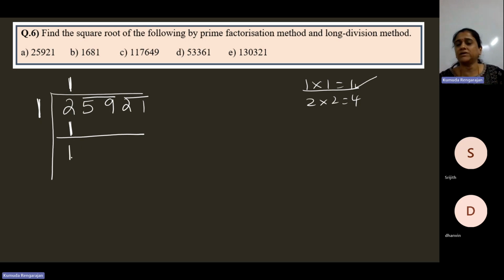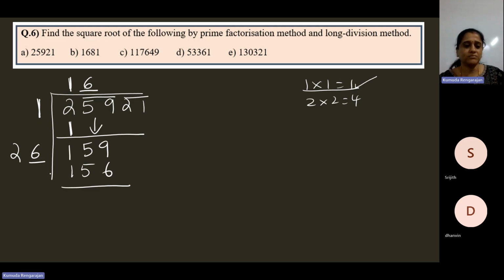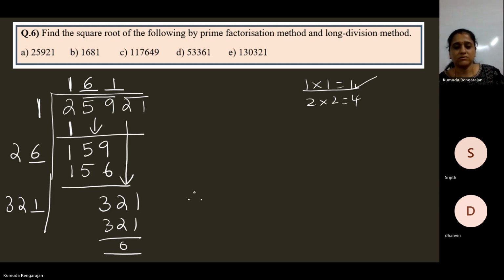So 1 ones are 1, 1 is a remainder. Then 5, 9, the next pair comes down. Then double the quotient. 1 into 2, 2. Whatever you place here, you should place the same digit here. 26 into 6, 156. What's the remainder? 3. Bring the next pair down. Double the quotient. 16 into 2, 32. Whatever you place here, you must place the same thing here. So you should place 1 here and 1 here also. 321 into 1 is 321. And the remainder is 0. Therefore, the square root of 25921 is equal to 161.